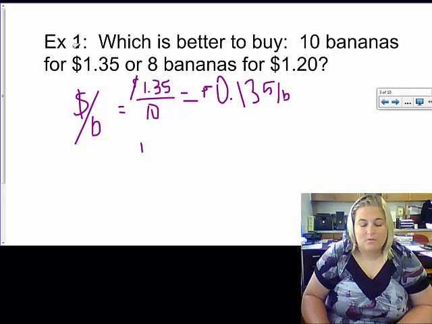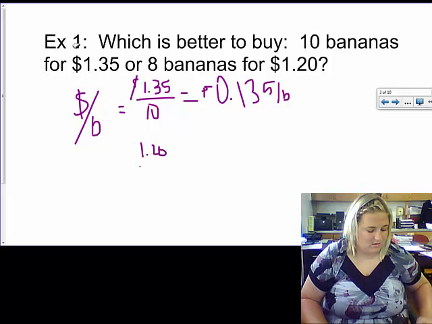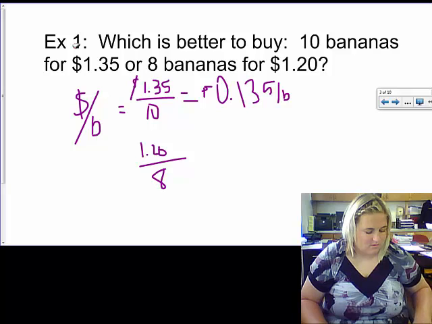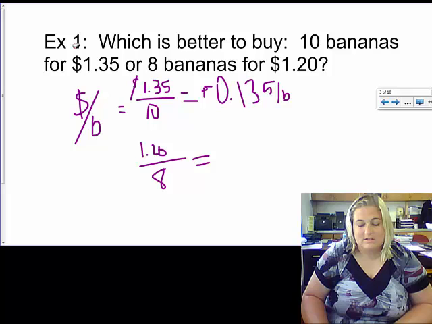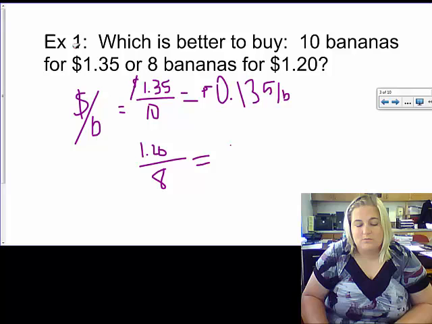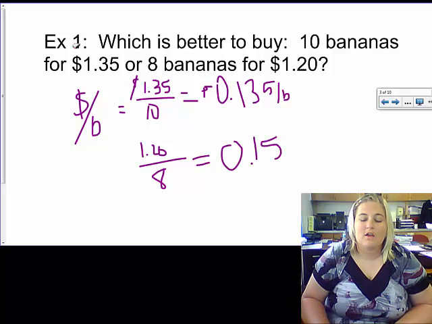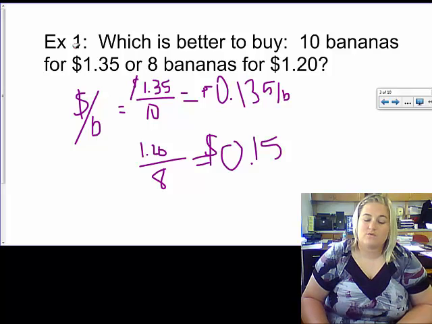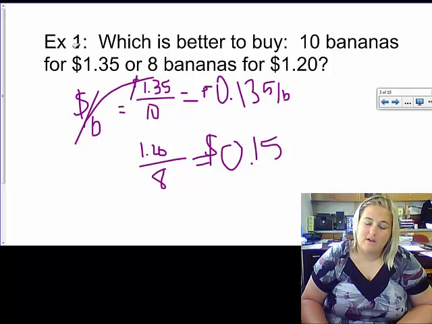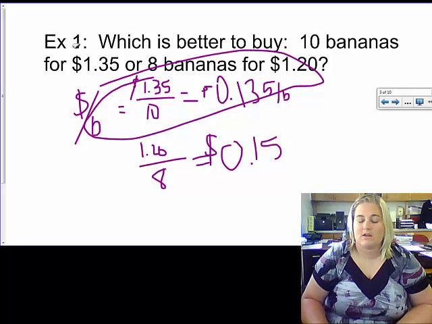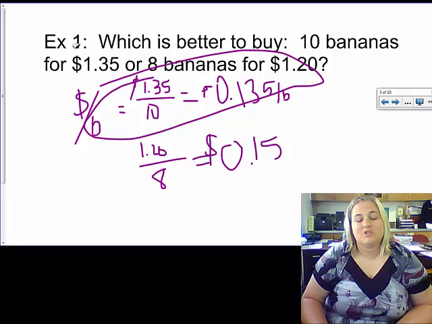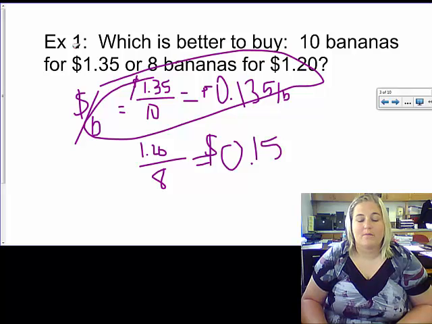The other one is $1.20 for 8 bananas. So when I divide 120 divided by 8, that is 15 cents per banana. So we want to know which one is the better buy. Well, the better buy is the one where you're paying a cheaper amount per banana that you're buying. So the better buy would be the first one, the 10 bananas for $1.35, which is 13.5 cents per banana.